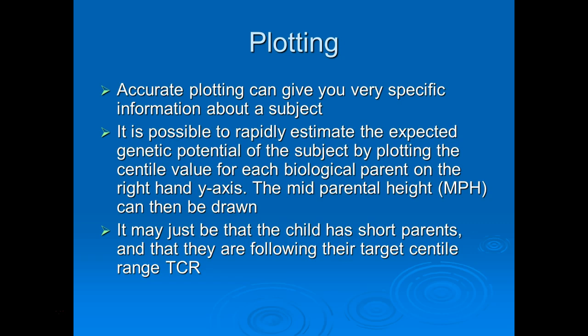We get both parents and we measure them as accurately as we can, and then we've got something to monitor our child against. As I said earlier, it may just be that the child has short parents and that they're following their target centile range. However, if we get a referral for a child who's suspected to have short stature and we measure the biological parents who are genetically much taller than their child, then obviously that would ring alarm bells and define further investigation.